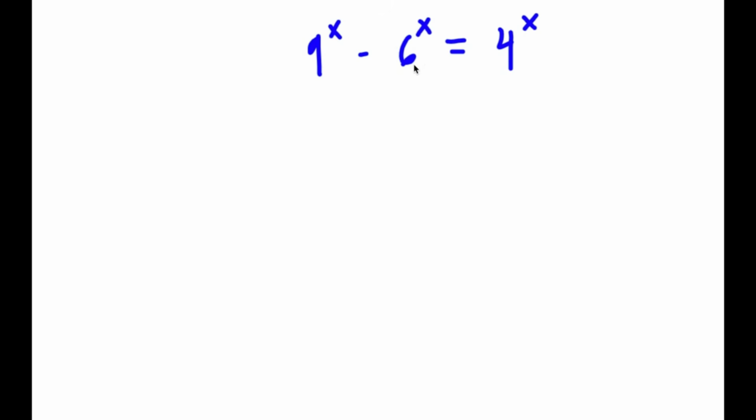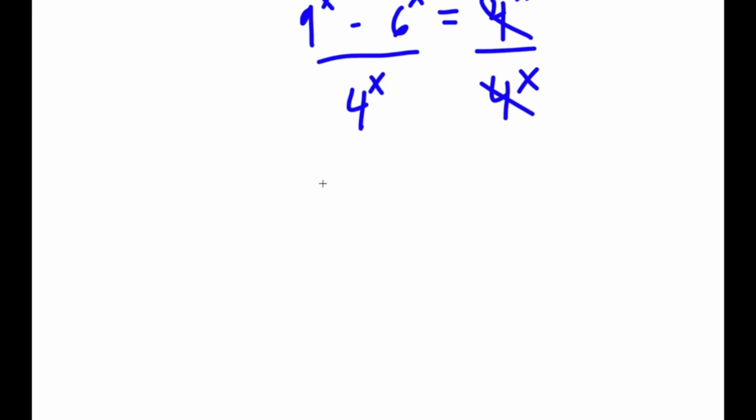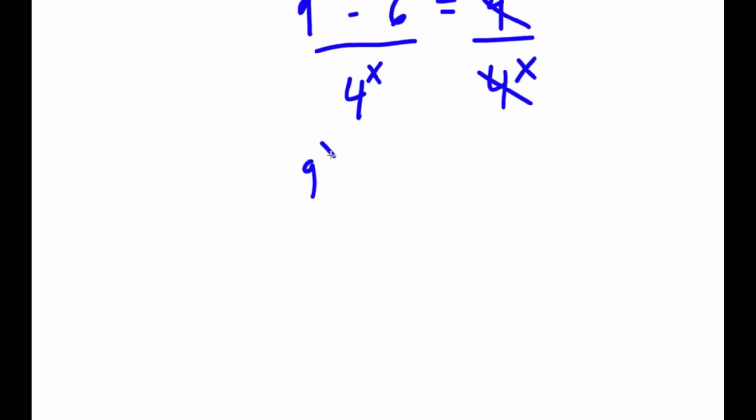Now what I'm first going to do is divide both sides by 4 to the power of x. So now I have 9 to the power of x minus 6 to the power of x over 4 to the power of x is equal to 4 to the power of x over 4 to the power of x. Then these two cancel out. So now I have 9 to the power of x minus 6 to the power of x over 4 to the power of x is equal to 1.